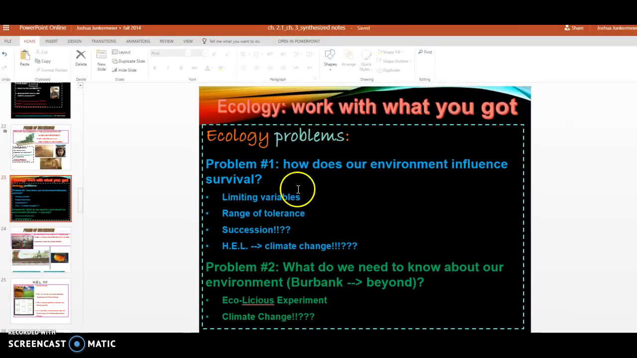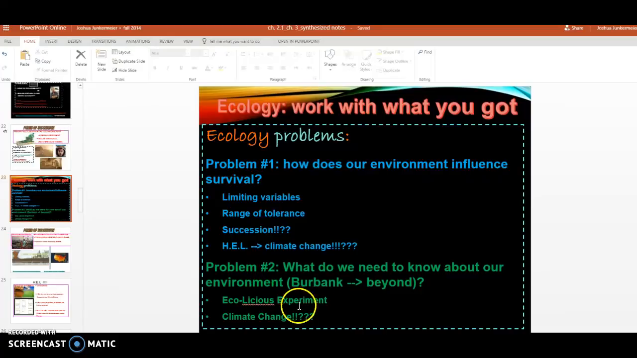As always, let's remind ourselves why we're even doing this. We want to understand problem 1, how does our environment influence survival? And we want to understand problem 2, what do we need to know about our environment? What's important to us? What do we need to know? We have been covering some of these vocabulary ideas, but soon we're going to start talking more about succession and what that means about our survival, and what climate change means for our survival.